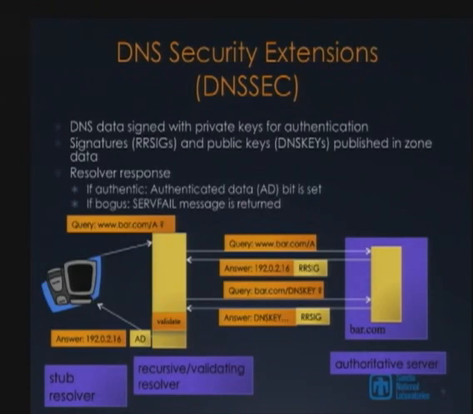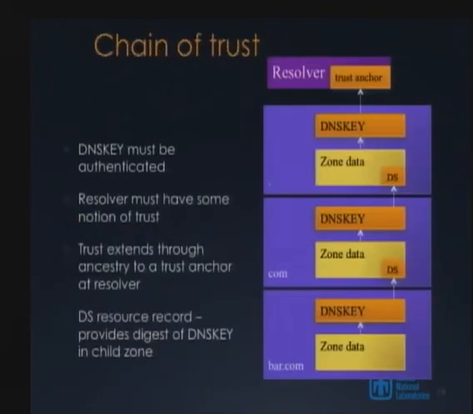And if everything checks out, the validation succeeds, then it sends a response back to the stub resolver, pictured as your computer here in the slide, with what's called the authenticated data bit set, so that it knows that the server has validated that. Okay, and that is DNSSEC in a nutshell.